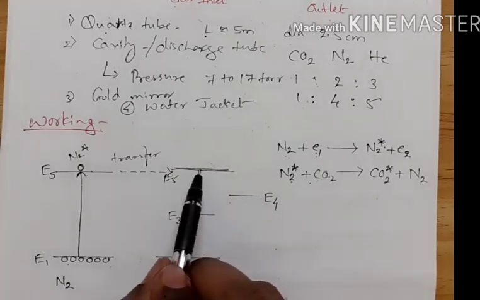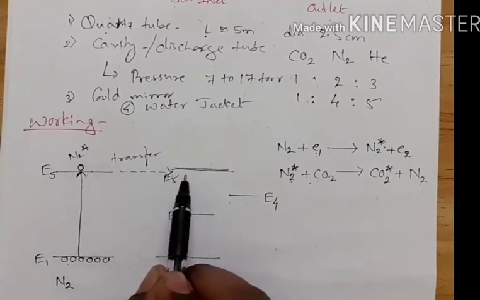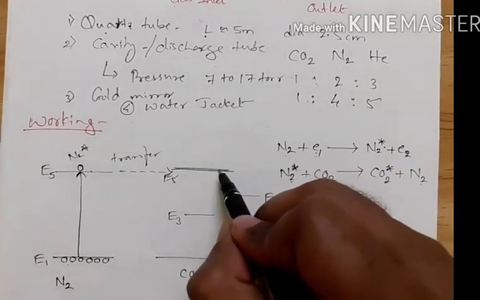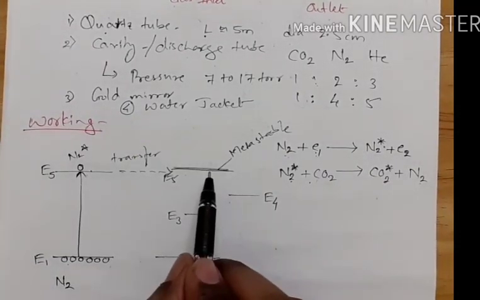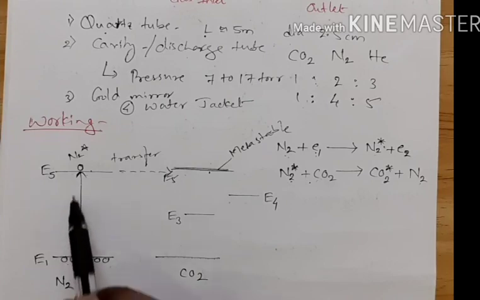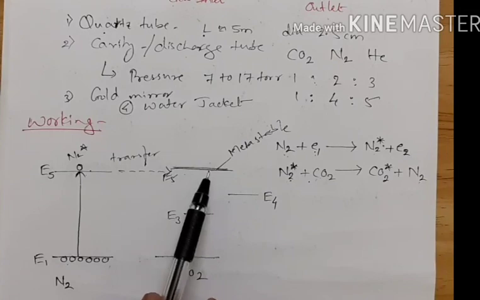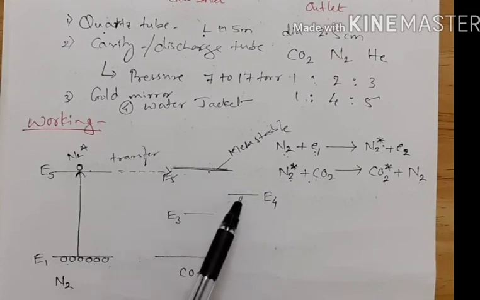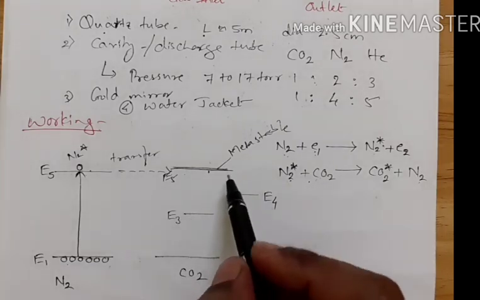Now this is excited, and it is transferring this energy to the carbon dioxide. This E5 state is a metastable state. What is a metastable state? It is a state wherein all the atoms or molecules accumulate for a longer duration of time. These all keep coming and accumulating here, so that there is a population inversion between E5 state and E4 state. There is also a population inversion between E5 state and E3 state, so that there is a stimulated emission.